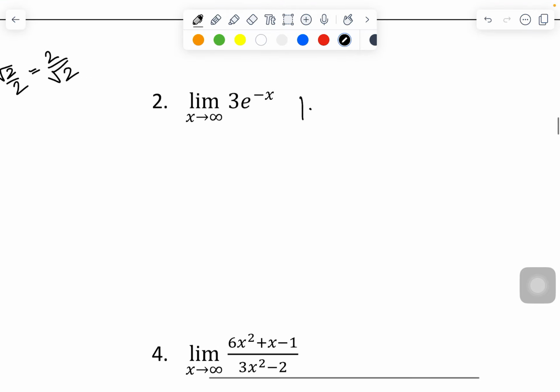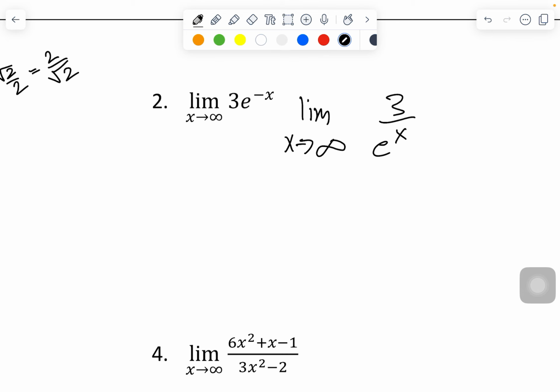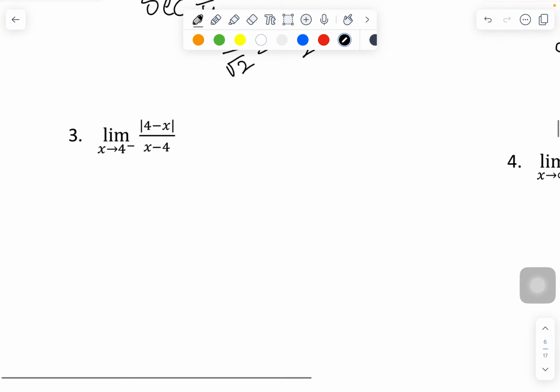Number 2, we can rewrite this as 3 over e to the x. So e to the x will be approaching infinity. Any constant over infinity we can say equals 0.